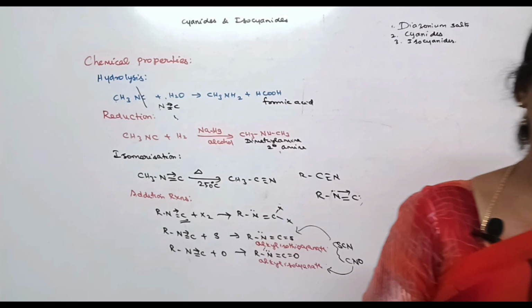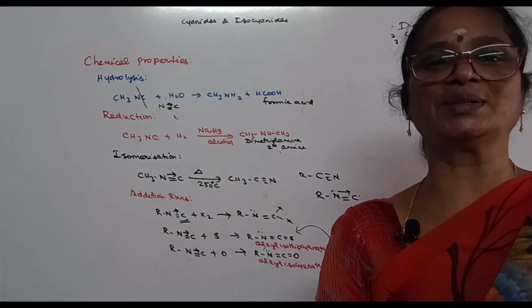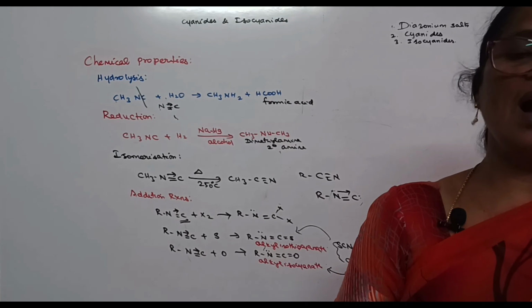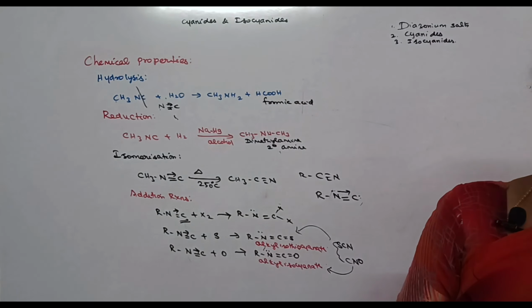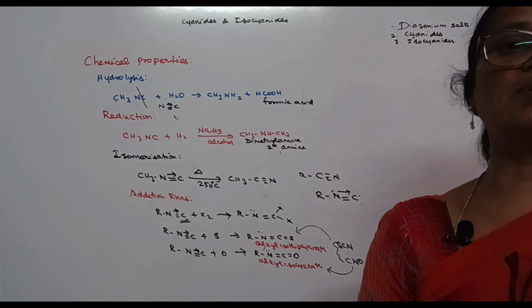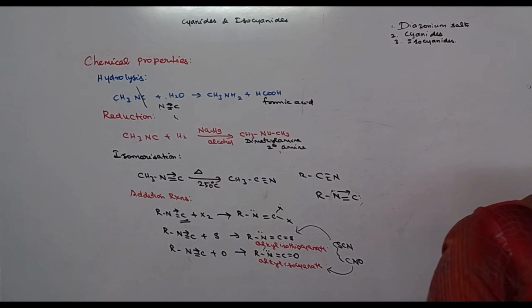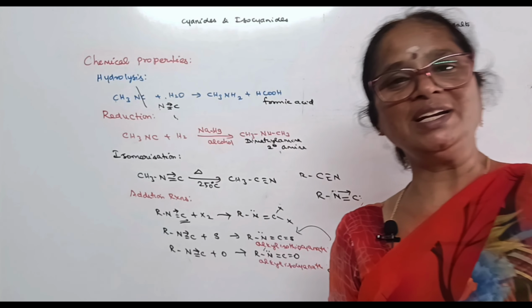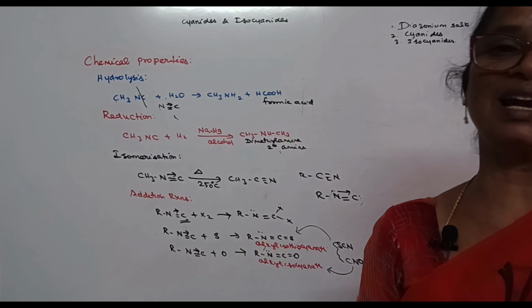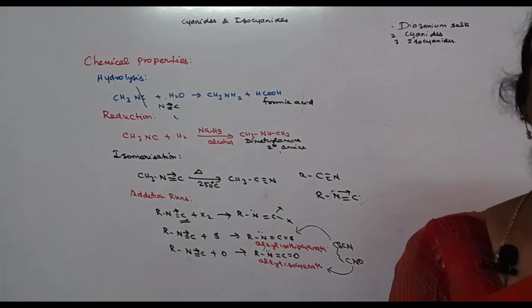Okay students, this chapter got over. So we completed organic compounds containing nitrogen. So in this chapter we studied about nitro compounds, amines, diazonium salts, cyanides as well as isocyanides. Okay students, we have completed organic chemistry for class 11 as well as class 12.